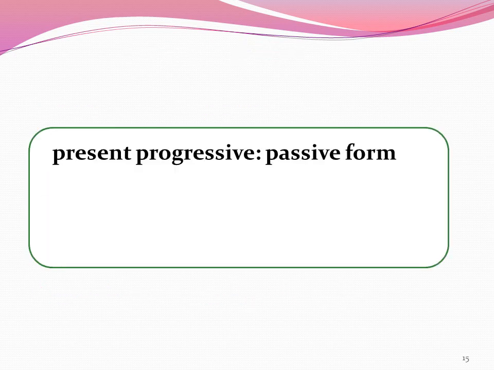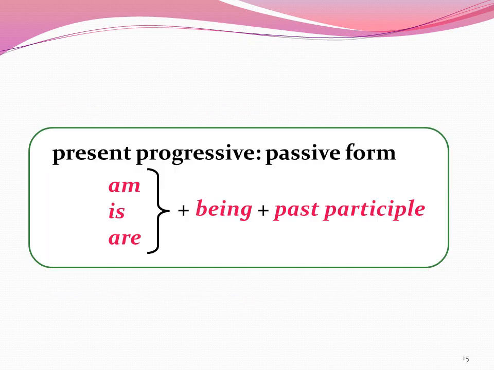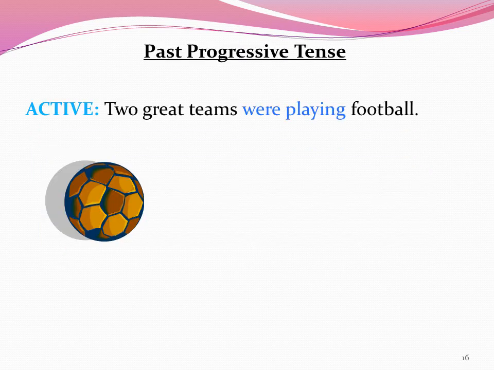So the present progressive passive form is am, is or are, plus being, plus the past participle form of the verb. So, as we said, for the simple present and simple past, it is verb to be in the present or past form, is, are, was or were, plus the past participle. For the present progressive, it is changed into am, is or are plus being plus the past participle. Let's continue.